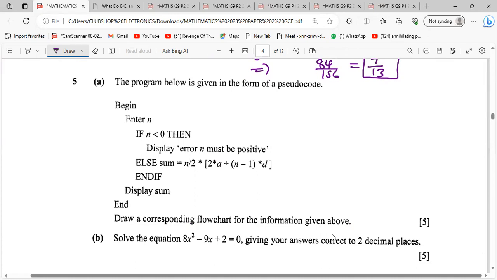The program below is given in form of a pseudocode: begin, enter, end, and so on. Draw a corresponding flowchart for the information given above. The first word here is begin, so we write the word begin and put it in an oval. Then we put an arrow to join the next symbol. We are saying enter.